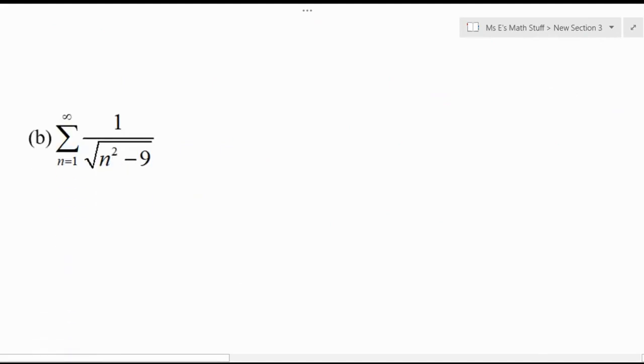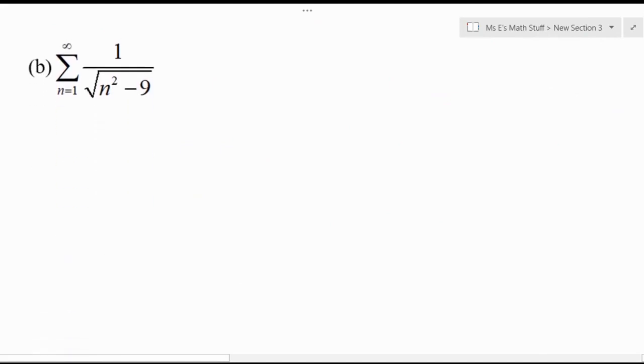Okay, let's have you practice part B here. The sum as n goes from 1 to infinity of 1 over the square root of n squared minus 9.